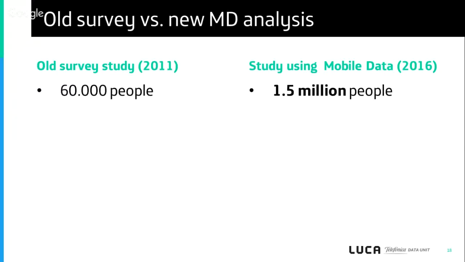In the old survey, the sample of people that was used was 60,000 people, while for this project we are using 1.5 million people who are the Movistar users in the Quito region. Apart from that, as we are getting a much bigger sample, we are able to be more granular, and we are dividing the area in 700 zones, while in the previous study they only used 272 zones.